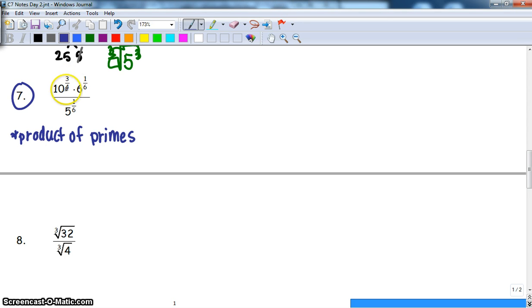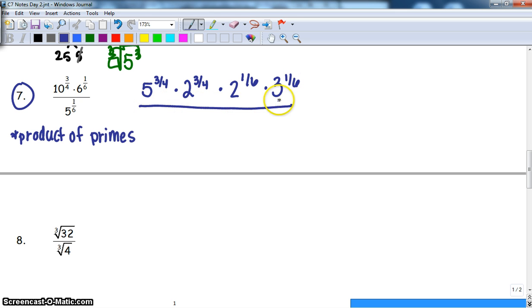So I'm going to rewrite 10 to the 3/4 as 5 to the 3/4 times 2 to the 3/4. And I'm going to rewrite 6 as a product of primes as well. 6 is 2 times 3. 2 to the 1/6 times 3 to the 1/6, all over 5 to the 1/6. I can't really do anything with that. So there you go.